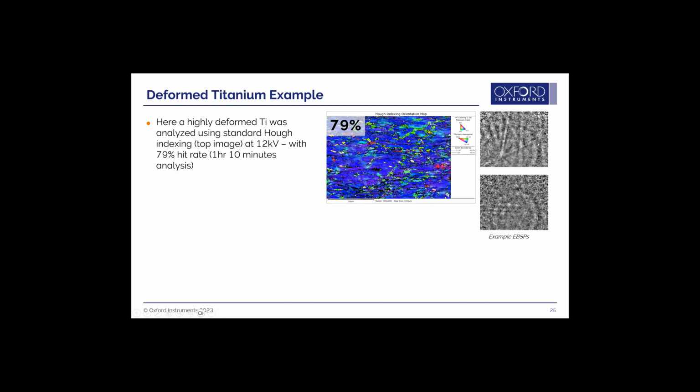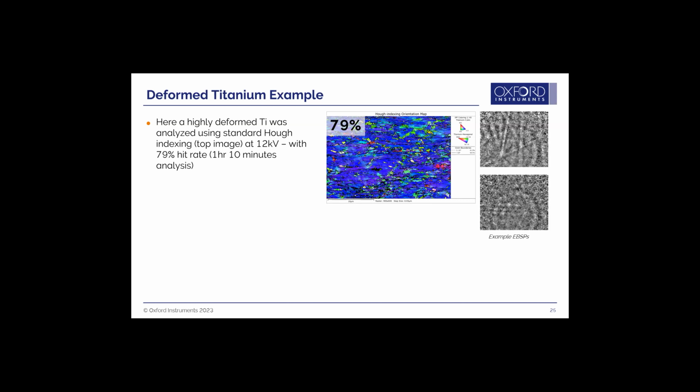But you see the example EBSPs on the right. You have some pretty good data there. Some people might roll their eyes and say, pretty good? I don't know if that's good enough, but there's more than 2 or 3 bands that you're seeing there. You have a starting point. It may index poorly in Hough. It may not index in Hough, and that's maybe something you need to do with DTM.